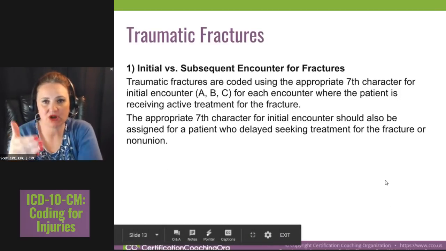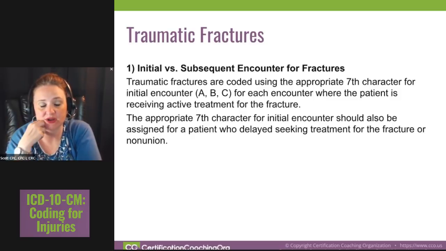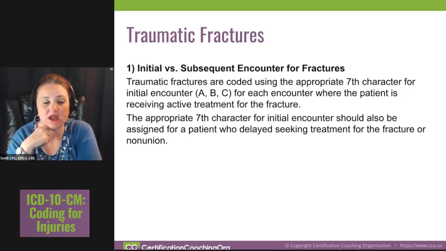Traumatic fractures, pretty much what we were talking about and highlighted before. For the initial encounter, we can use A, B, C. There are a lot more 7th characters for traumatic fractures. All you have to do is look up a traumatic fracture of the femur, and you'll see a whole list of 7th characters. And what you need to think to yourself is, the initial encounter should be assigned to the patient, and also, because you could get this tested on, who seeks delayed treatment for a fracture or non-union.